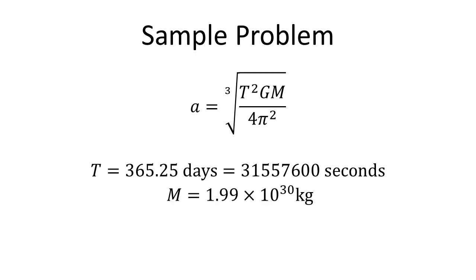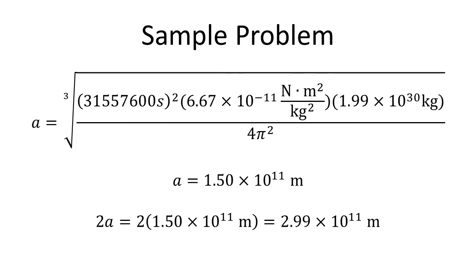The mass of the Sun is 1.99 times 10 to the 30 kilograms, and G is equal to 6.67 times 10 to the negative 11 newton meters squared per kilogram squared. This results in a semi-major axis length of about 1.5 times 10 to the 11 meters. To obtain the length of the major axis of Earth's orbit, multiply this value by 2, giving a length of 2.99 times 10 to the 11 meters.